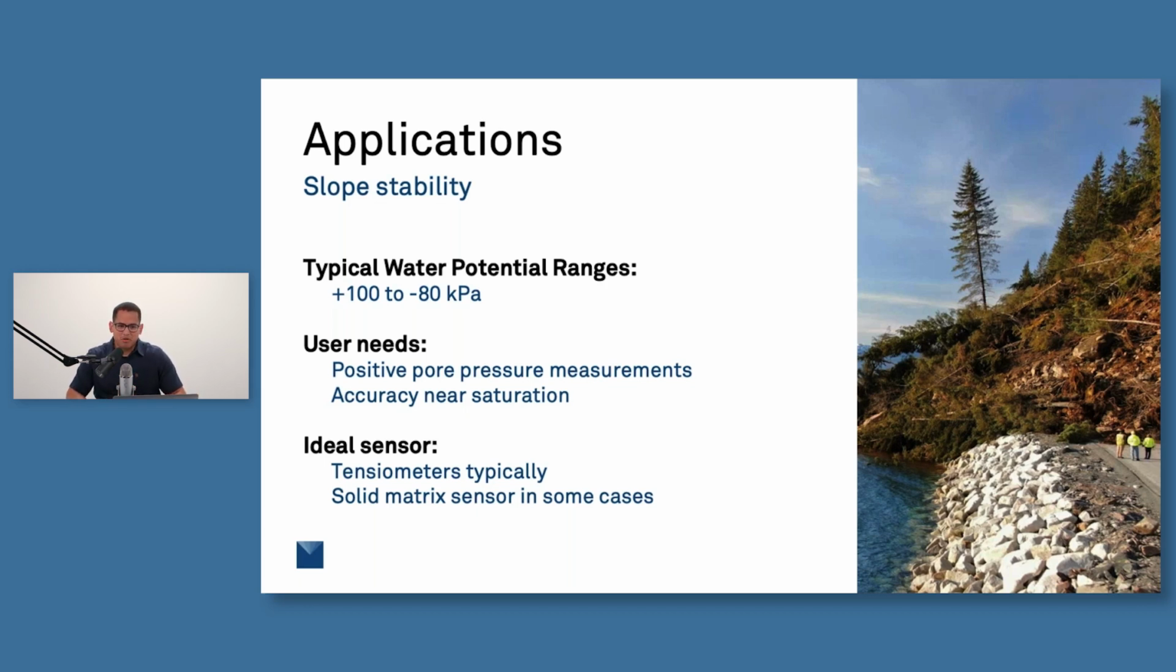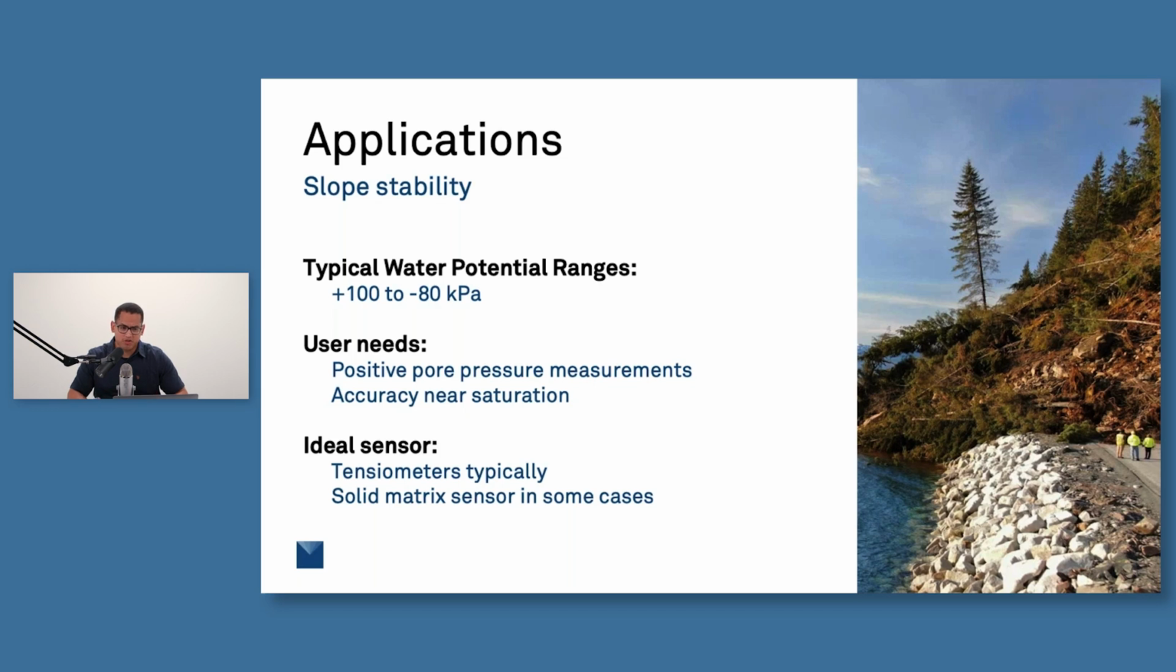These users need the ability to measure positive pore pressures because positive pore pressures often are a higher risk of triggering landslides and shifting of soils. Because of that, accuracy near saturation is really critical in these applications in most cases. So tools like a tensiometer are typically better for this application. One, because they can measure those positive pore pressures, and two, because when it comes to accuracy in that near saturation range, there's nothing that really beats the accuracy of a tensiometer.